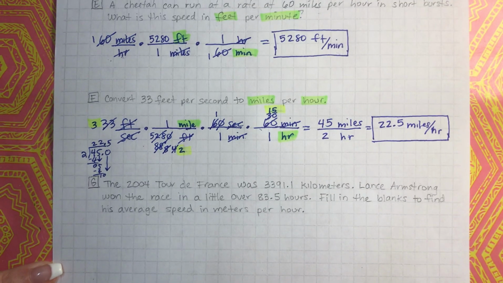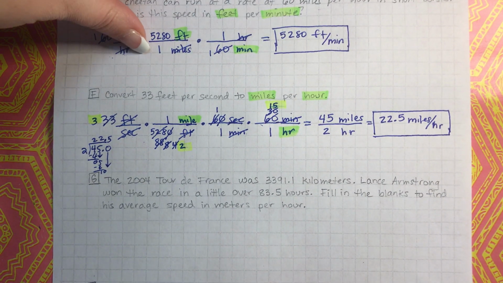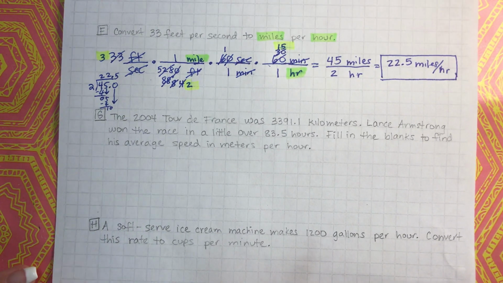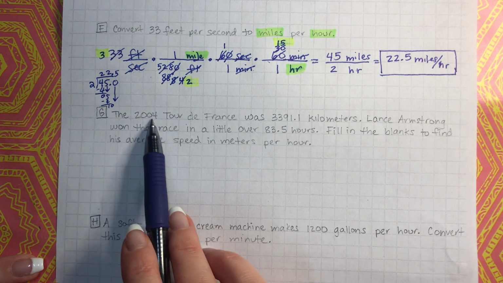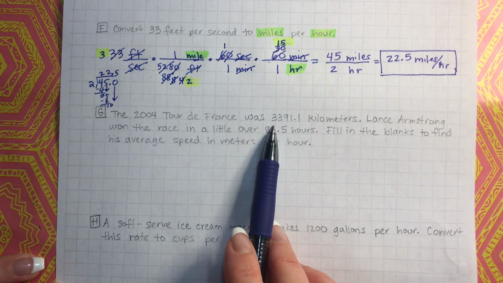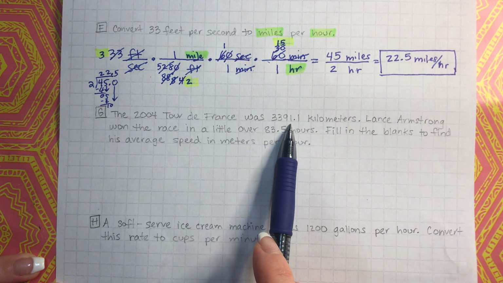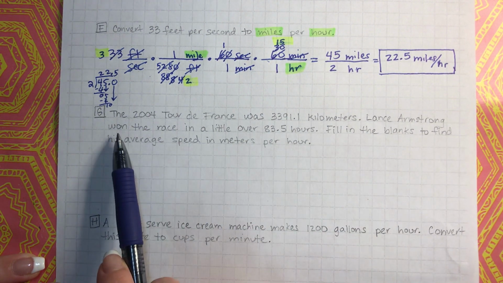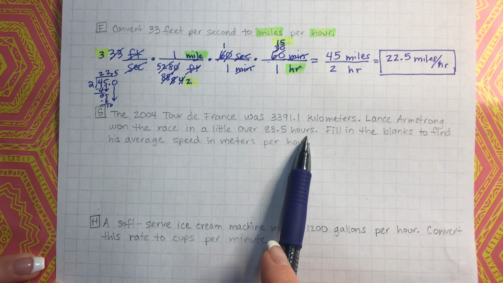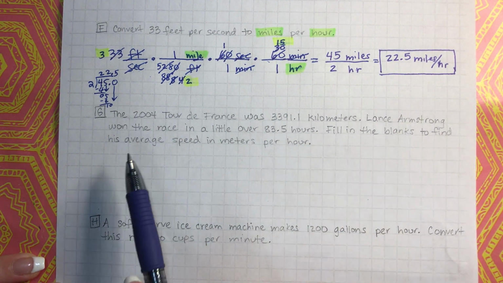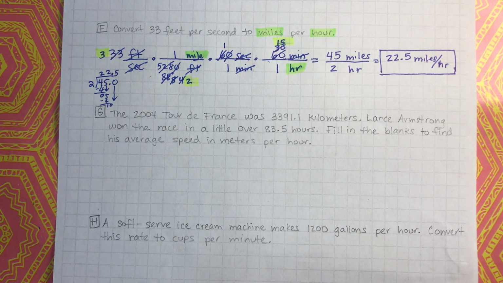Oops. Made it shake again. Okay. All right, perfect. So let's go on to the next one. G. It says the 2004 Tour de France was 3,391.1 kilometers. Lance Armstrong won the race in a little over 83.5 hours. That's a long time. Fill in the blanks to find his average speed in meters per hour. Okay, so we need meters per hour.